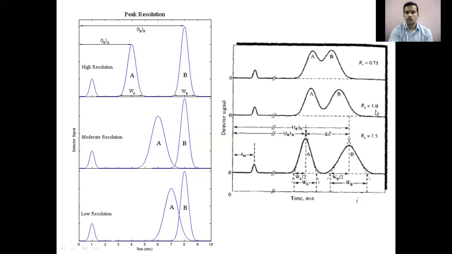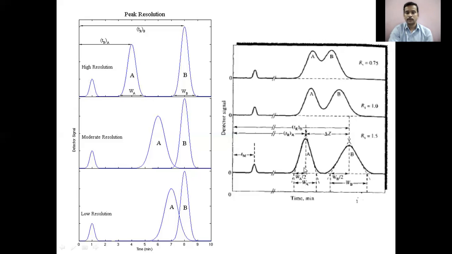Here the resolution is 1. Here A and B are somewhat separated, but still there is overlapping between A and B. There is no separate baseline width. They are not baseline resolved. Here it is poorly baseline resolved. Here it is moderate, we can say. So baseline resolution, baseline separation of the solutes must be possible whenever you use any chromatographic procedure. That is going to be our objective. Therefore, here the baseline resolution is very poor. Here also it is only moderate.